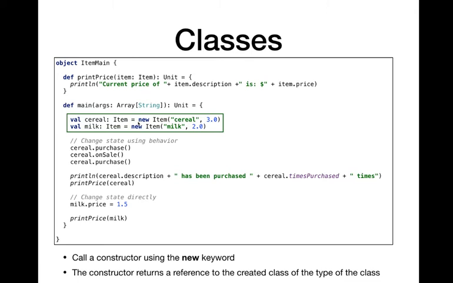So it's not like in some languages, where we could just do val serial of type item, semicolon, in a language that uses semicolons, and then later on say serial equals whatever. We can't do that in Scala.